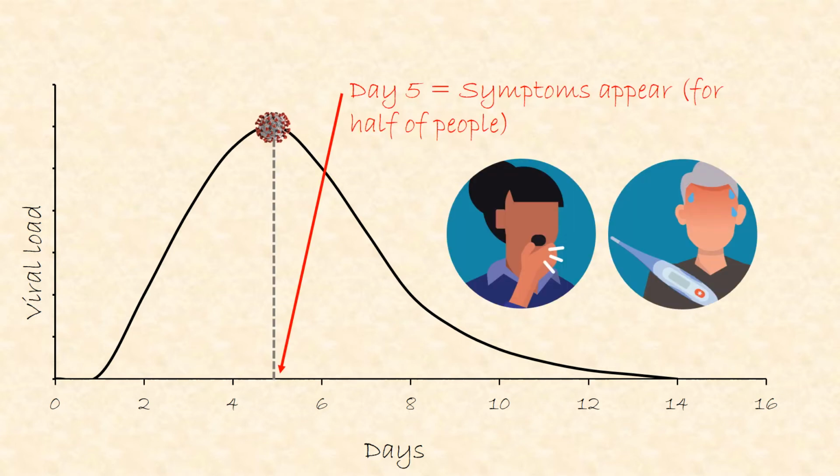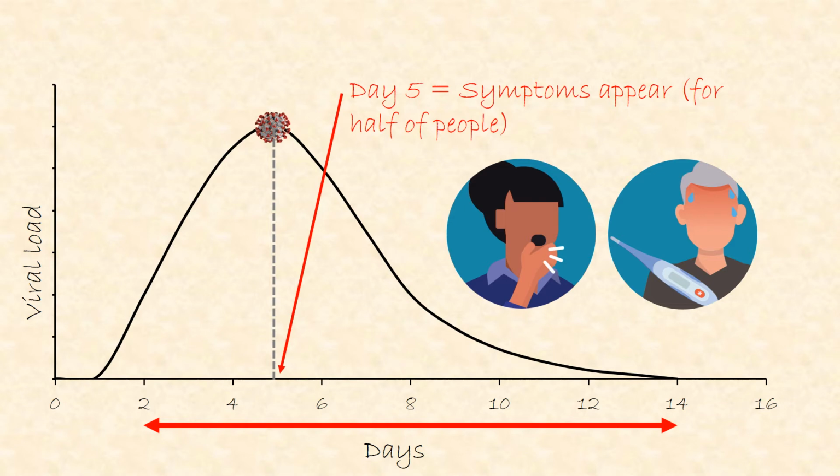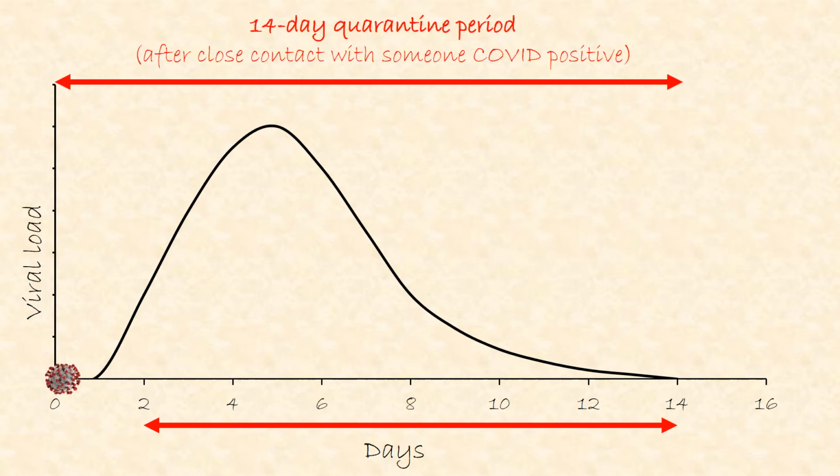Half of people with COVID will show symptoms 5 days after exposure while they are still infectious. Some people will have symptoms in only 2 days, while others may not show symptoms for up to 14 days. This is why if you've had close contact with someone who has COVID, you are supposed to quarantine for 14 days. At the end of 14 days, you will either show symptoms, or if you were infected but had no symptoms, you likely won't be infectious anymore.